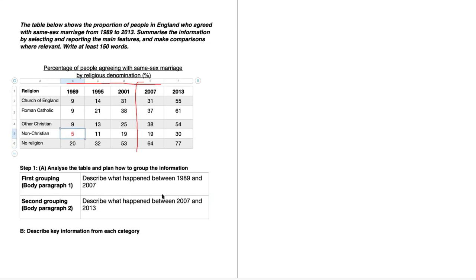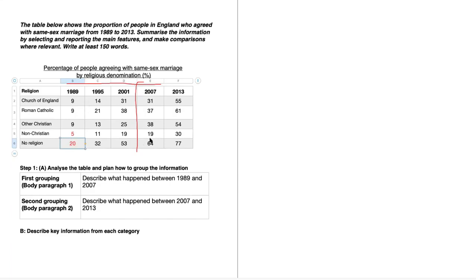And now, since we are describing what happened between 1989 and 2007, I am going to focus on 1989 and 2007 for my first grouping. So of course, I'm going to highlight this 5. I'm also going to highlight this 20 because it is the largest percentage in 1989. I'm not really going to focus on things from 1995 and 2001. That's because, first off, it would be too much information to include. And second, I want to just highlight the important parts. So I want to emphasize the change between 1989 and 2007.